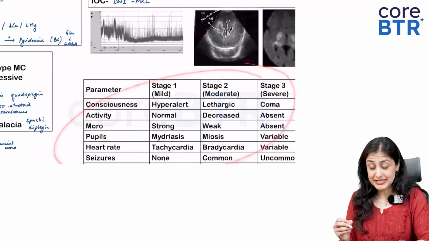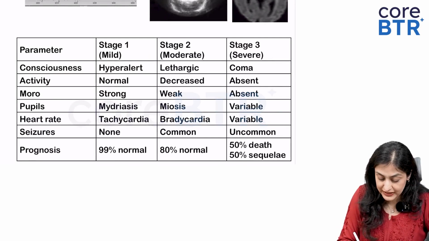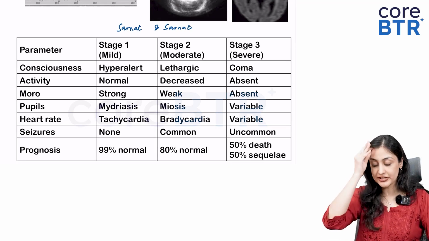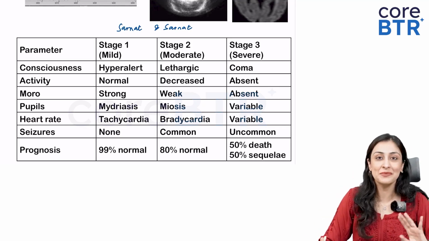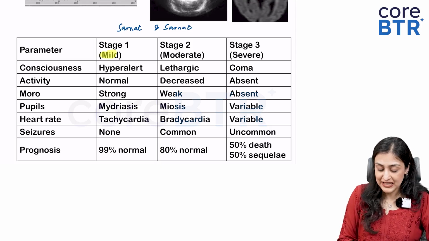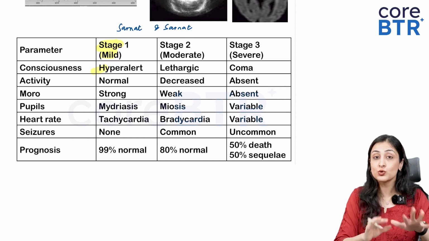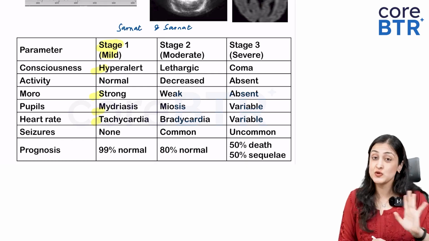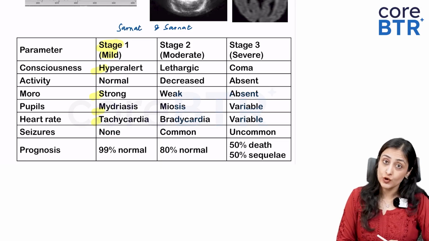Then going on to the grading. This is what is called the Sarnat and Sarnat grading that we use for HIE, where you have stage 1, 2 and 3. It's just how you guys behave in class. Anytime a live class begins, everybody is very alert. So you are hyperalert, activity is normal. If I throw you, your Moro will be strong. Mydriasis, tachycardia. This is a very good prognosis, and 99% of these babies will turn out to be normal.